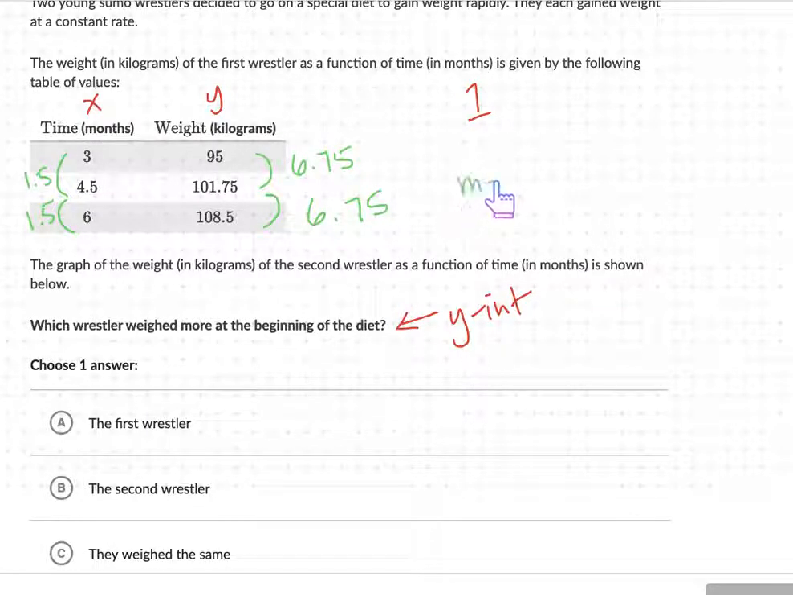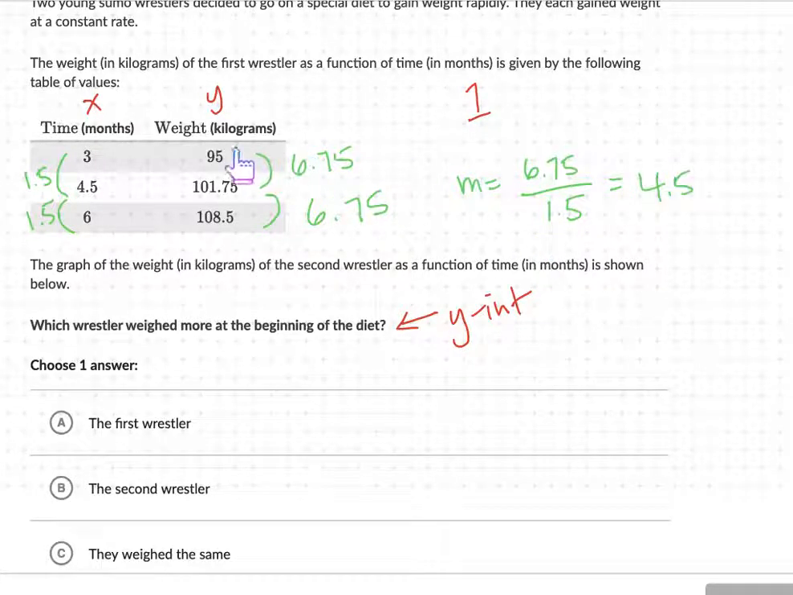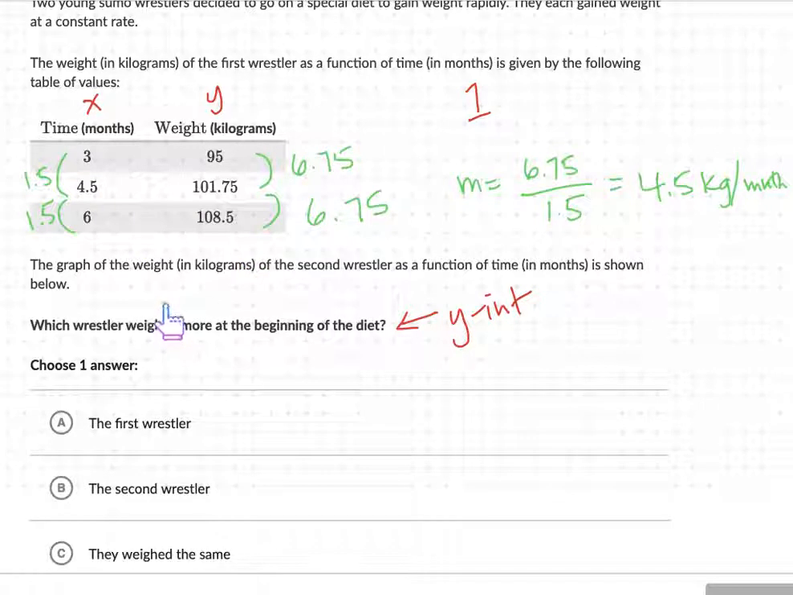Now, be careful, the slope here is not 6.75. It's the change in the y, which is 6.75, divided by the change in the x. Okay, I know it's not asking me for slope, but I'm just going to figure that out now. So it's changing by 4.5 kilograms per month. Okay, that's the slope. Now again, it's asking us for the beginning of the diet. So beginning of the diet means the time is at 0. So before the two sumo wrestlers even started comparing with each other, what was this person's weight?